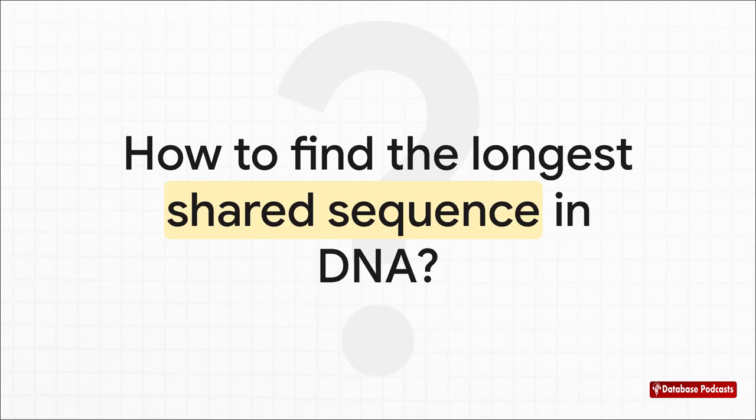So picture this. You've got two ridiculously long strings of text. Think two strands of DNA, each with millions, maybe billions of characters. And your job is to find the longest sequence of characters that shows up in both of those strings, in the exact same order. I mean, where would you even start? This isn't just some brain teaser, by the way. It's a very real problem in computational biology.